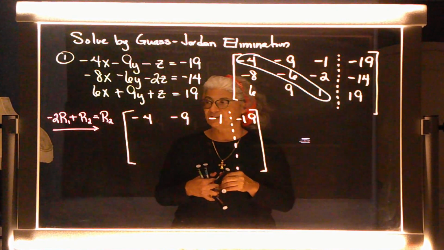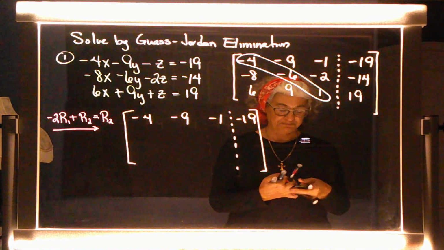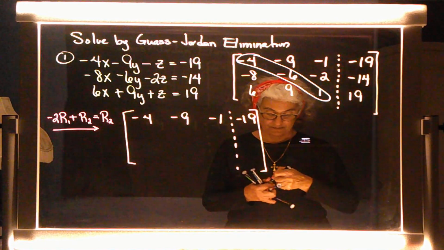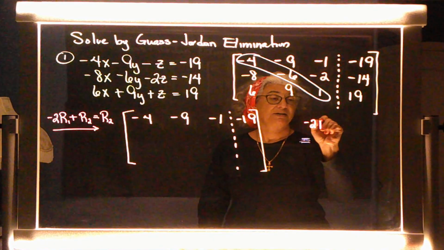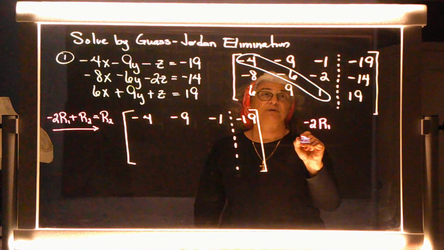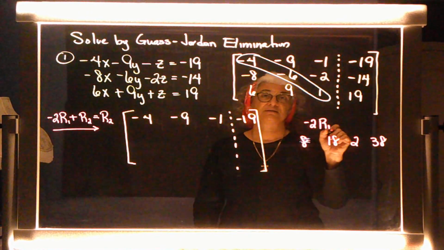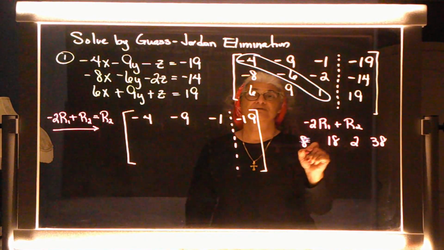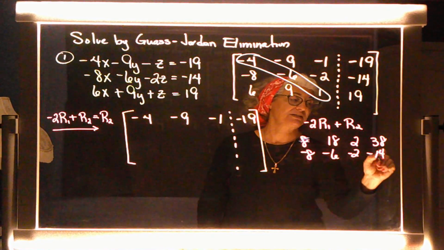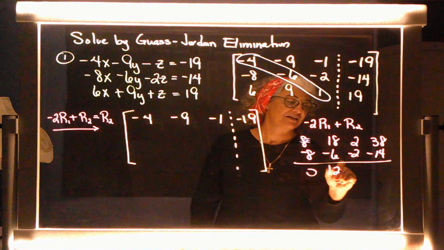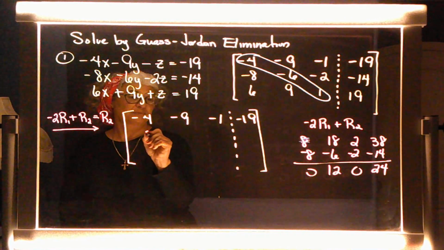Right? Okay, so remember what we said. We're going to take row 1 and multiply by -2. So when you take the first row and multiply by -2, we get +8, +18, +2, +38, don't we? And we're adding it to the second row, which would be -8, -6, -2, and -14. So when we add these, these are the numbers I get. Hopefully you agree. So this is my new second row.